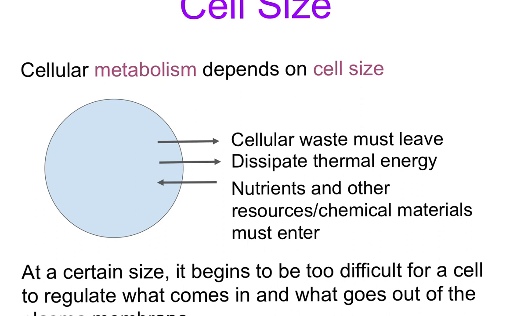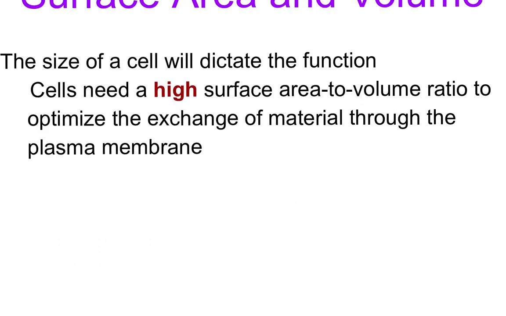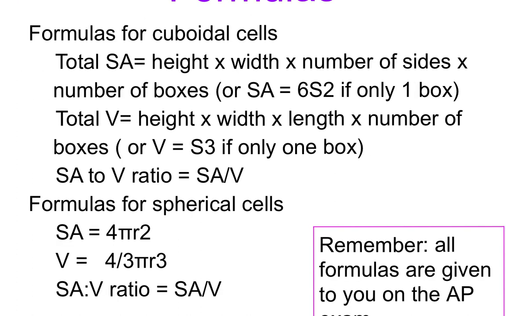And at a certain size, it begins to be too difficult for a cell to regulate what comes in and what goes out of the plasma membrane. Cells need a very high surface area to volume ratio in order to optimize and be efficient in the exchange of materials that go through its cell membrane. Formulas to calculate the surface area to volume ratio for cells will be given to you on a formula sheet, but it is a little different for cuboidal cells than for spherical cells.